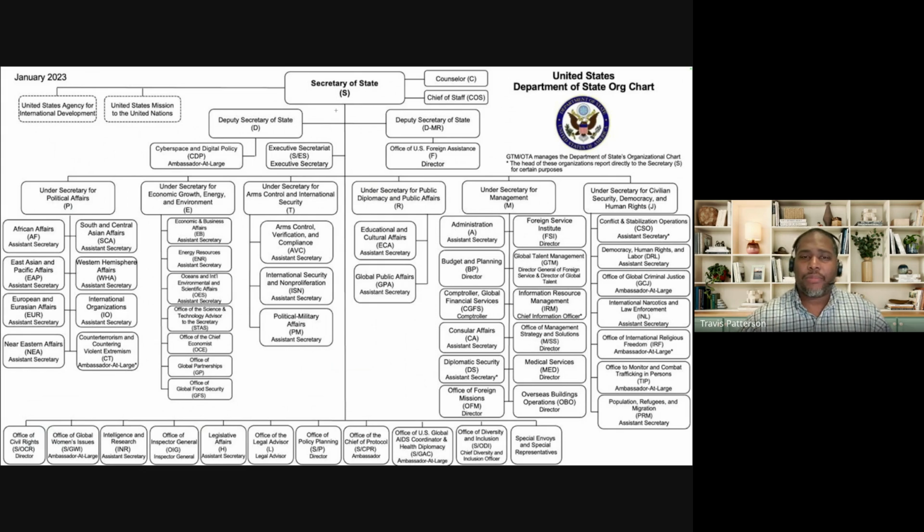Breaking these departments down so it makes more sense, I think I actually understand more of what this is. I think the Secretary of State also has a Chief of Staff, and also has a counselor. As I see on this side, the Secretary of State also has the Agency for International Development and the United States Mission to the United Nations.